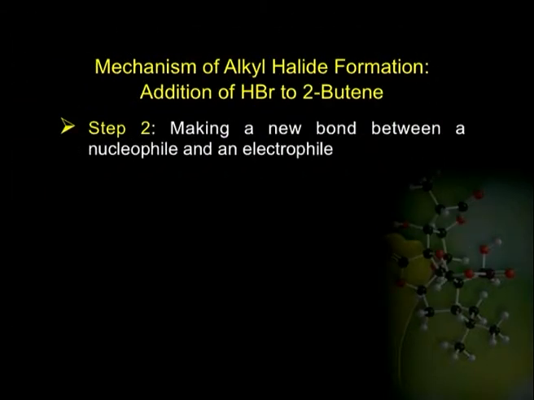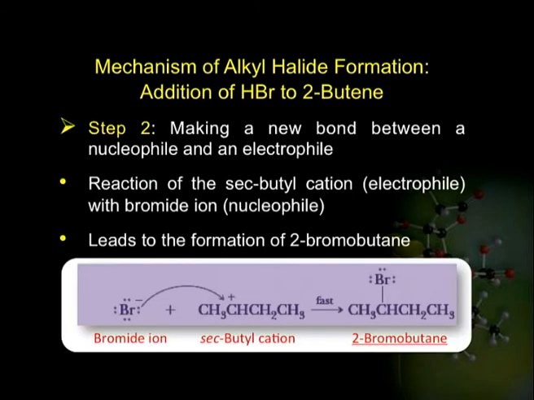In the second step, making of a new bond between a nucleophile and an electrophile takes place. So, we can see that this bromide ion is now a nucleophile, and we have a positive center here. You will again recall that the nucleophile is the one which is nucleus loving, that is the one which will go to a positive center. Reaction of the secondary butyl cation, which is an electrophile, with the bromide ion nucleophile leads to the formation of 2-bromobutane.